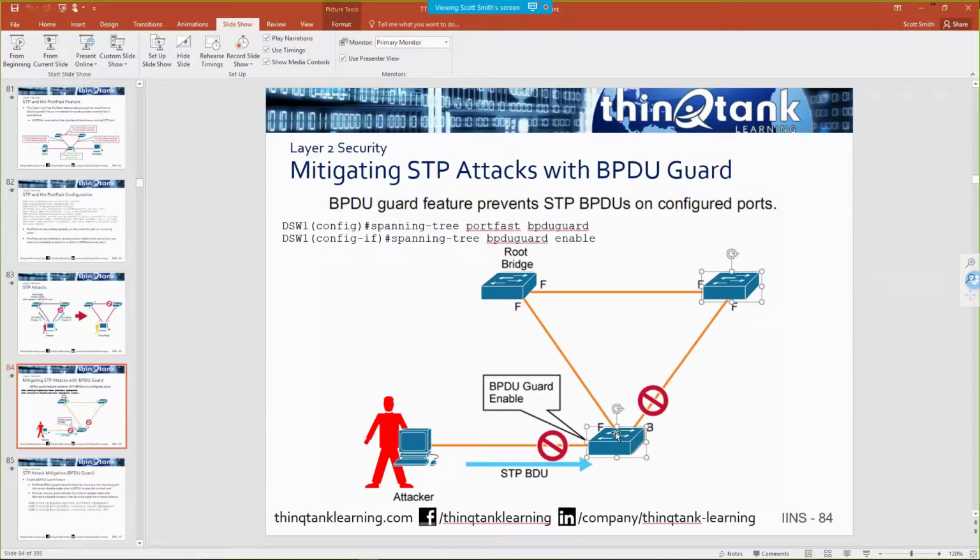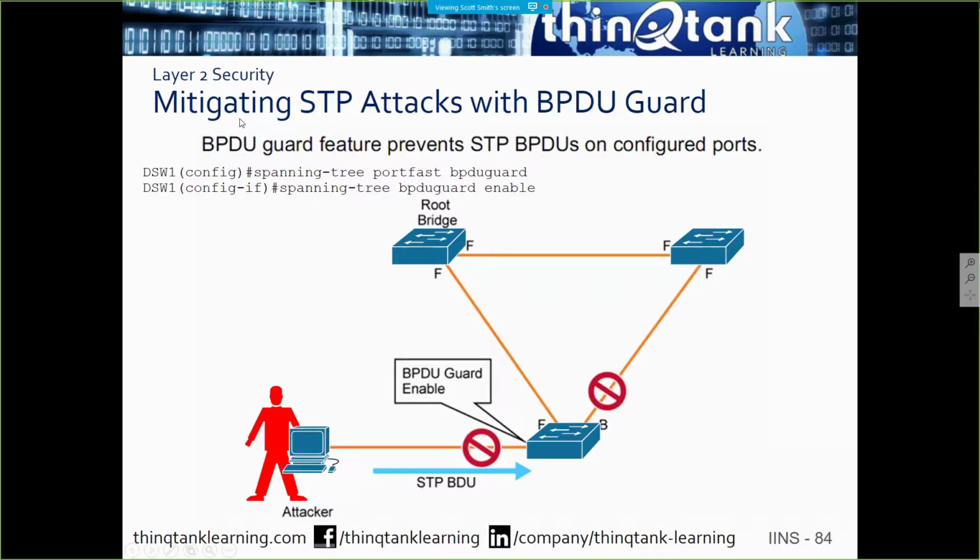One of the mechanisms that we have available to us to protect against rogue devices claiming to be the root is something called BPDU guard. All right? BPDU guard is a very simple feature to implement. You can either implement it globally, as you can see here, using the spanning-tree portfast bpduguard default command, or you can enable it on a per interface basis.